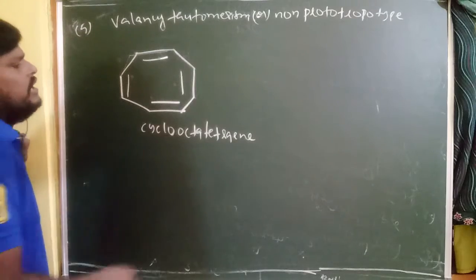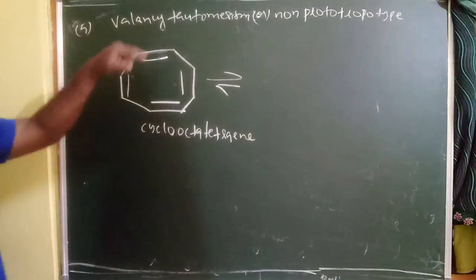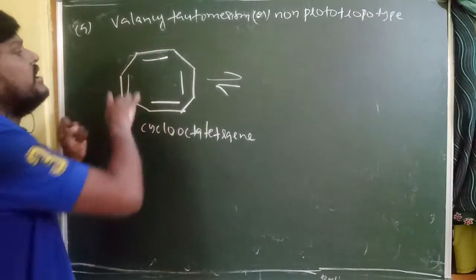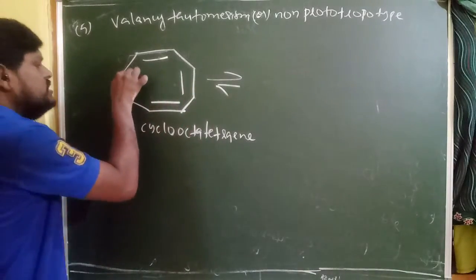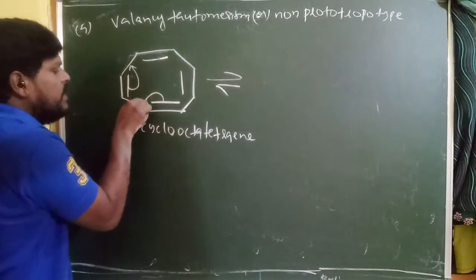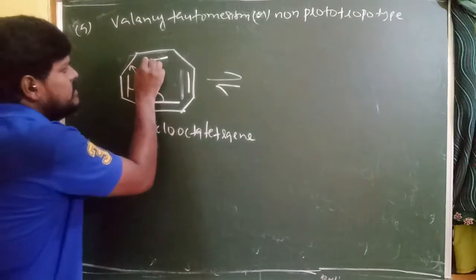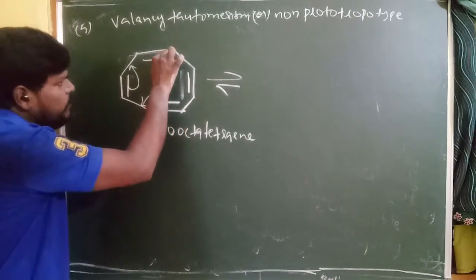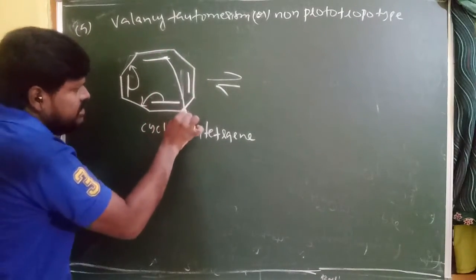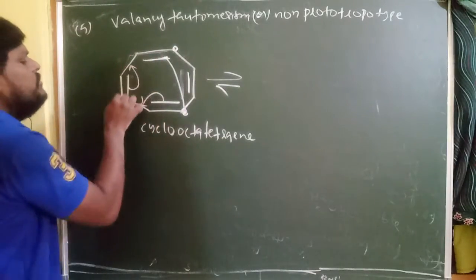Here, what happened in cycloocta tetraene according to valency tautomerism? Only bonds are redistributed, right? So this is the pi bond. This pi bond rotates between these two carbons. Immediately this pi bond rotates between these two carbons. And if you observe carefully here, this pi bond makes a new bond between this carbon 2 and this carbon. So that's why 1, 2, 3, 4, 5, 6.